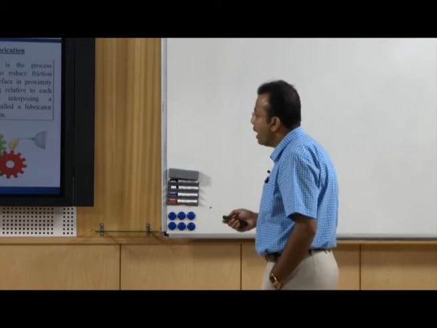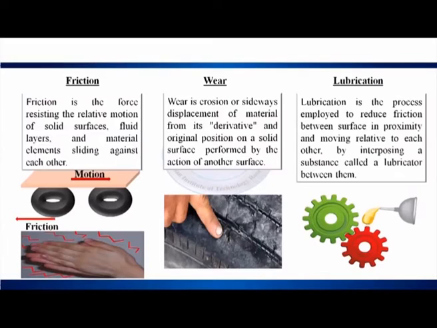Second one is called wear. As I already told, wear is nothing but a result of friction. When there is some friction, automatically some heat will be generated and material loss will take place. So, the material loss occurs in terms of wear. Wear is the erosion or sideways displacement of material from its original position on a solid surface, performed by the action of another surface.